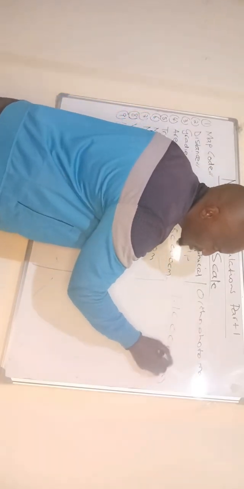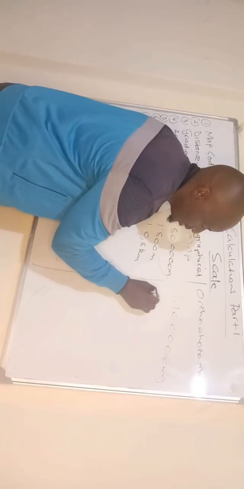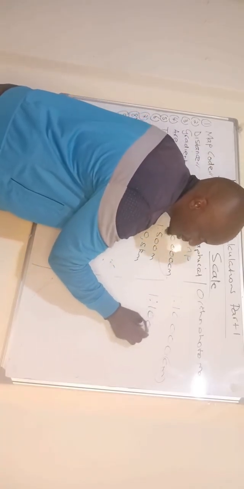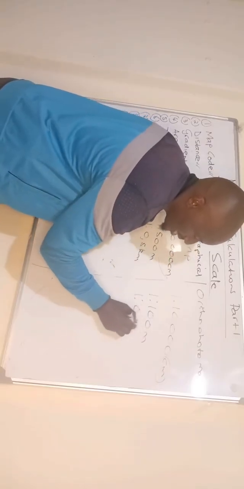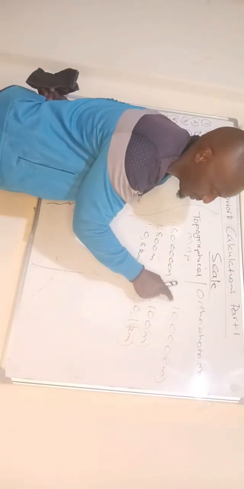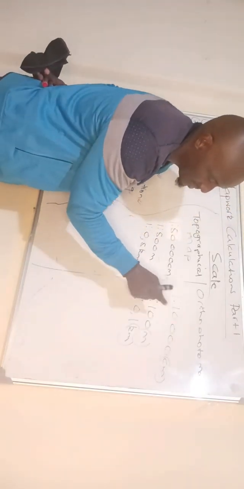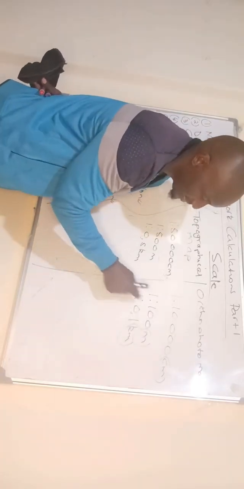This is in centimeters. Then here is 1:100, what? Meters. Then here is 1:0.1. This is in kilometers. So what is changing? The unit is only the actual distance on the ground. 1 centimeter on the map represents 10,000 centimeters on the actual ground. 1 centimeter on the map represents 100 meters on the actual ground. 1 centimeter on the map represents 0.1 kilometers on the actual ground.